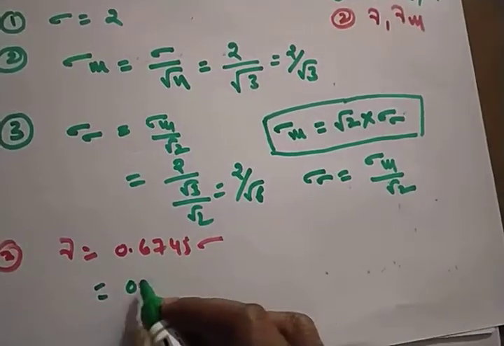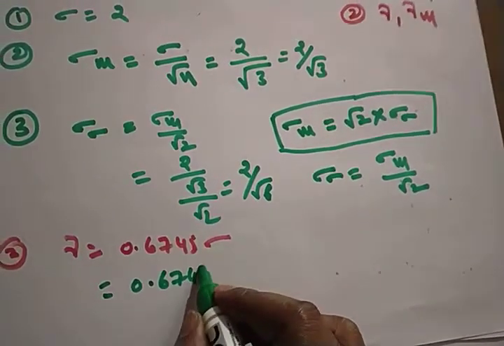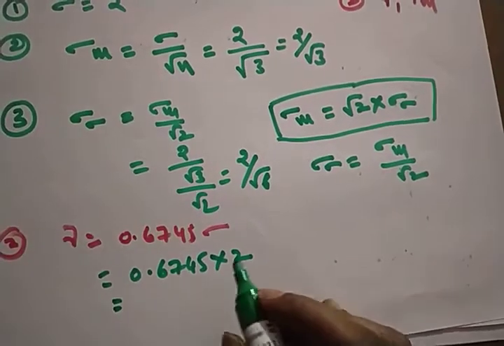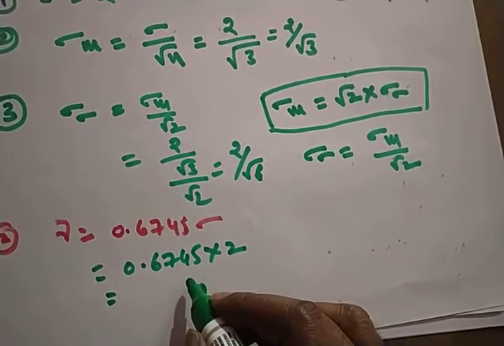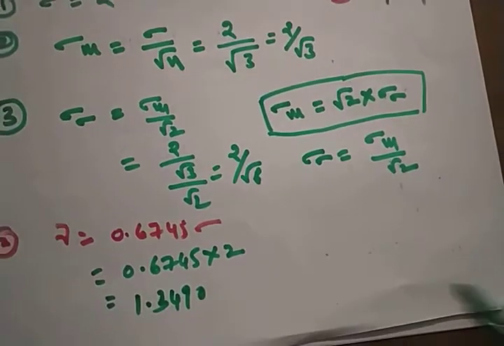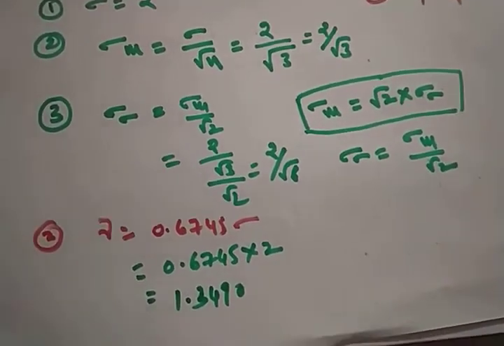Now substitute. You know 0.6745, and you know the value of sigma. Substitute and you will get the result. 2 fives are 10, so 1.3490. This is the value of gamma.